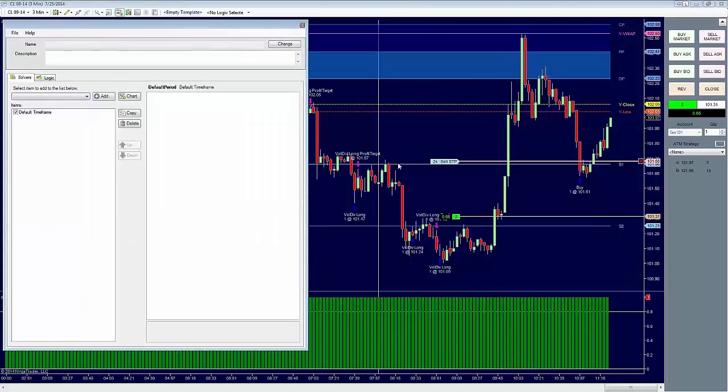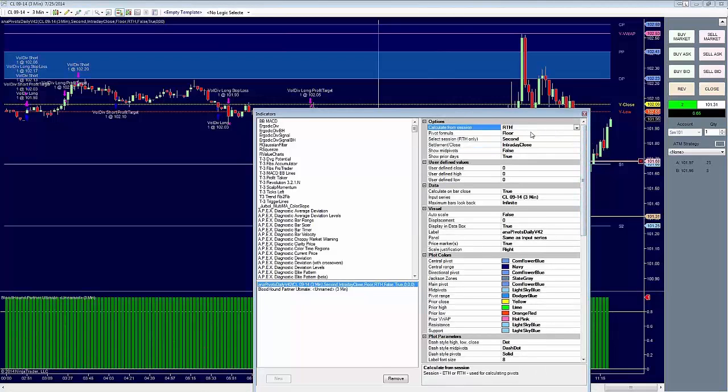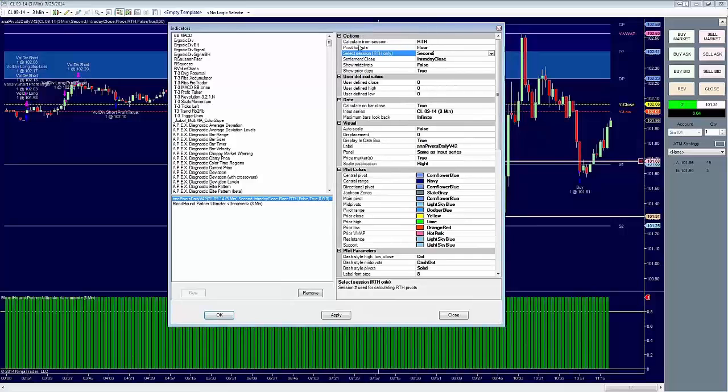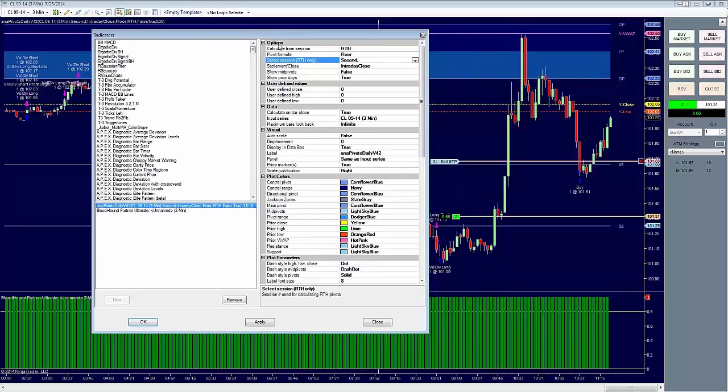And let me just look at this indicator real fast. Yes, we have set it to intraday close. Calculate from the regular trading hours, which is the second session. Now, some people will have a difference of opinion about this. With crude oil, with gold, with silver, now that they've become globally traded markets, is it best to use the electronic trading hours, or is it best to use the regular trading hours, or the pit hours?